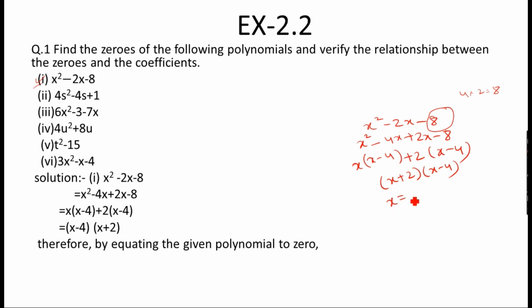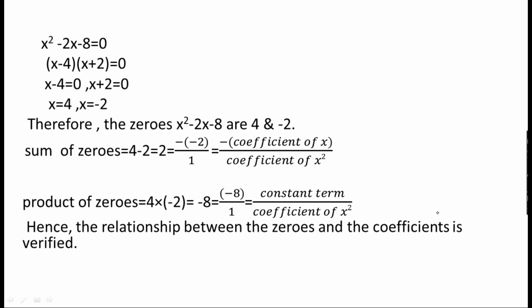We can write x is equal to minus 2, 4. When we take x plus 2 is equal to 0, we get the value of x is equal to minus 2, and when we take x minus 4 is equal to 0, we get the value of x is equal to 4. Therefore, the zeros of this polynomial are minus 2 and 4.